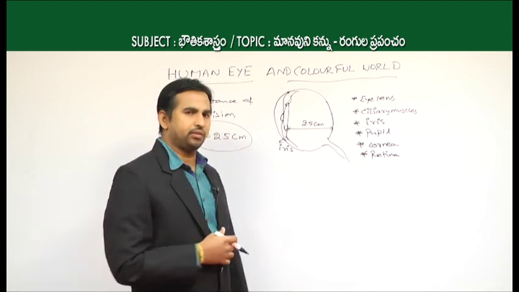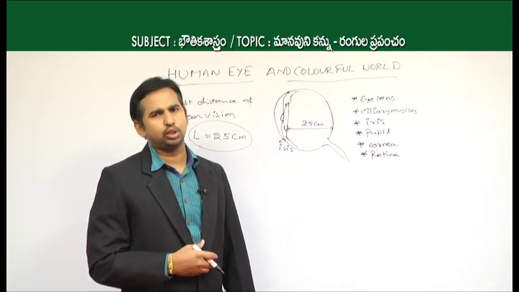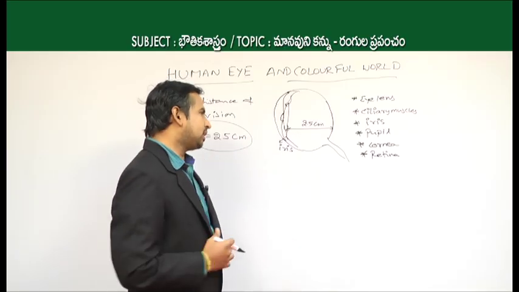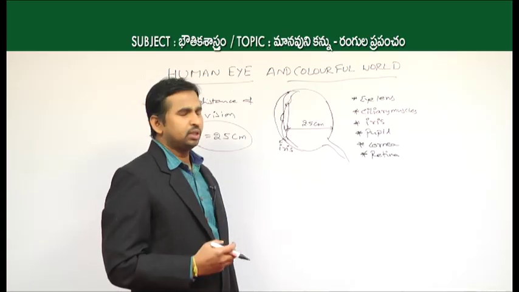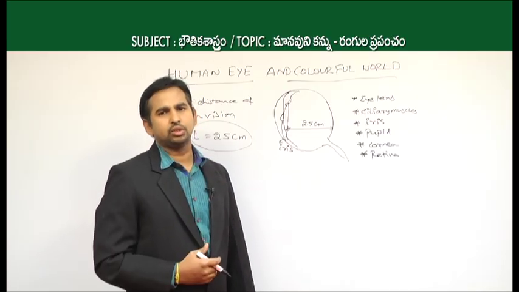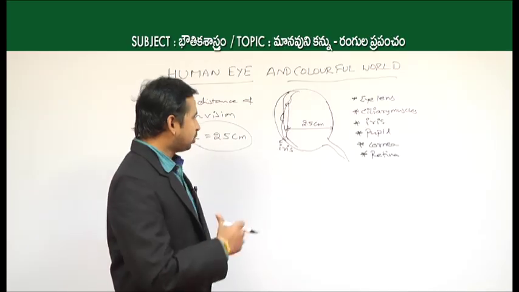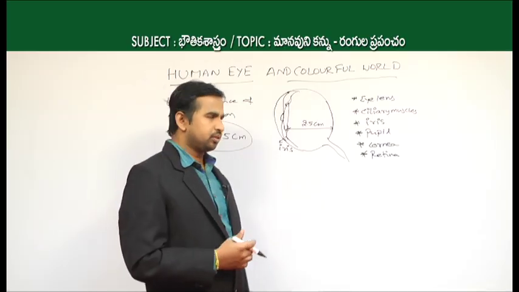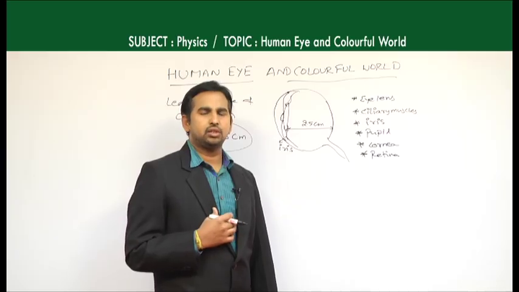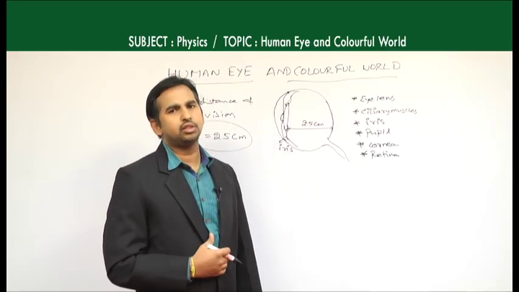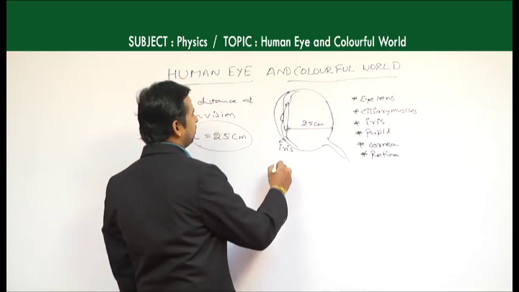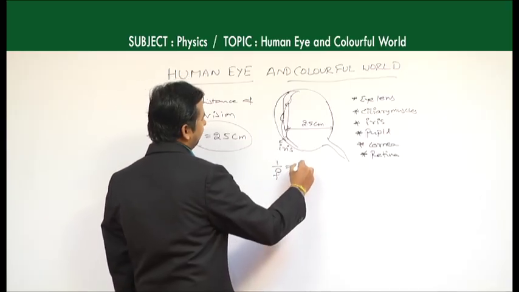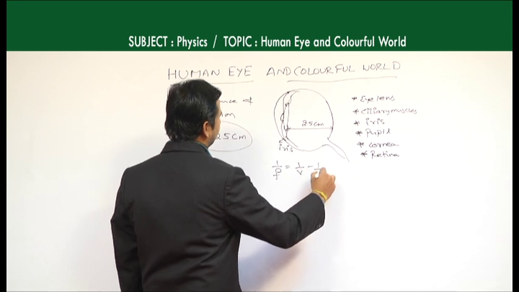Actually, this is also an average value; it may change from person to person. So, on average we have 2.5 centimeters from the eye lens to the retina. Most questions on this are based on the fact that this retina distance is always fixed, we cannot change it. When forming the image, we use the lens formula, 1 by f is equal to 1 by v minus 1 by u.